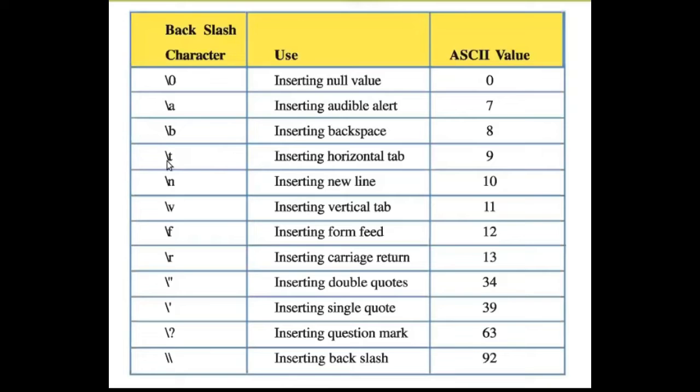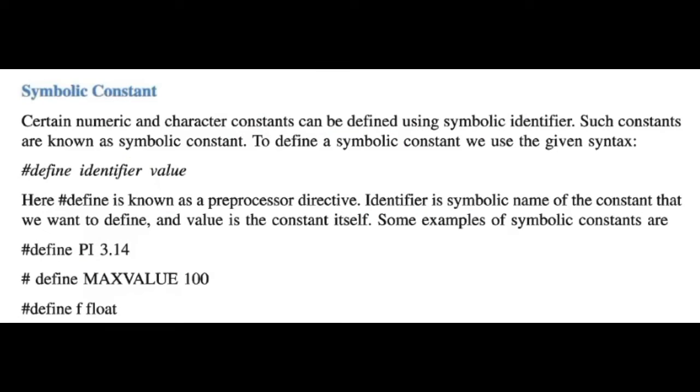This is form feed. This is carriage return. This is to insert a double quote. This is single quote, question mark, and backslash itself. Two backslashes mean the backslash itself. So now in the next topic, this is symbolic constant.